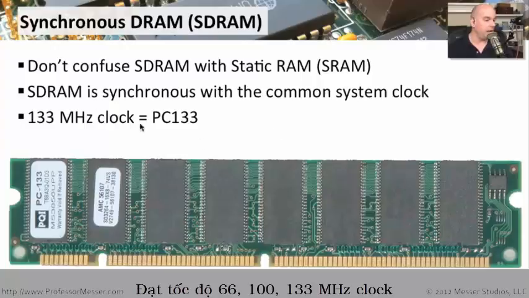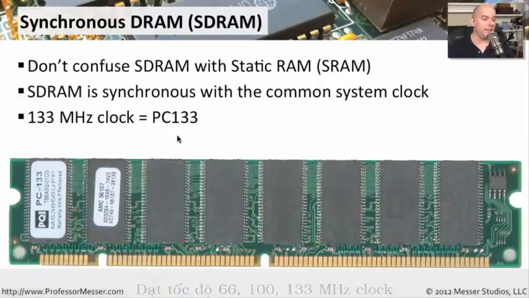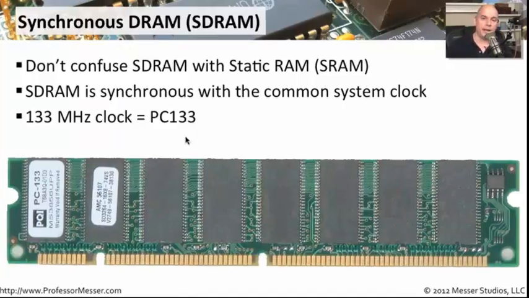So if you have a memory clock bus of a 133 megahertz clock, you're looking for SDRAM that is PC133. And generally you'll see that on the package that you purchase. Sometimes the memory itself, like this one, actually has PC133 listed on it. That way I know the SDRAM I have here is designed for a memory clock bus rate of 133 megahertz.